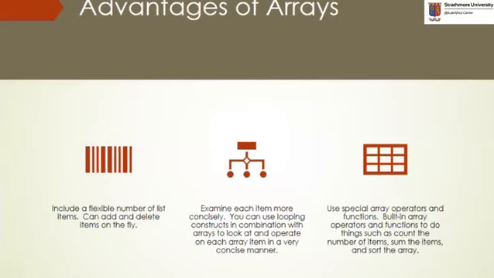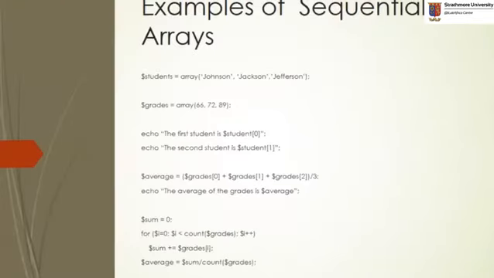Arrays also have special operators and functions, and these built-in functions can make counting items or even sorting an array a bit faster for you. We have an array called student, and the way you declare that is you have the array keyword, and within it you define the list items. So within the array keyword and the brackets, you have Johnson, Jackson, and Jefferson. Those are elements or items within this array called student.